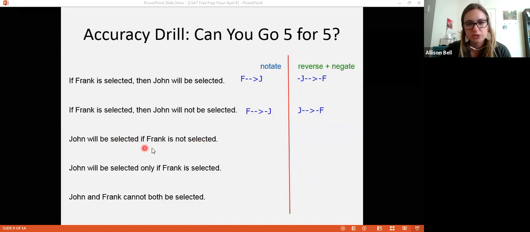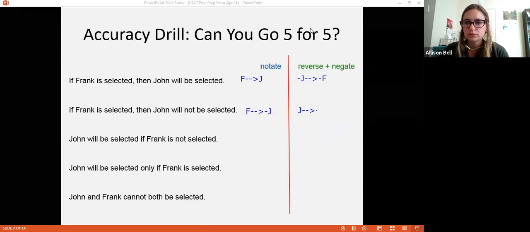All right, I would be really interested to see the way that you diagrammed this original statement. How did you notate number 3? Tell me in the chat. Nice. I see some excellent responses rolling in.